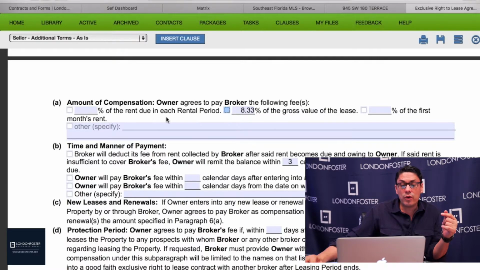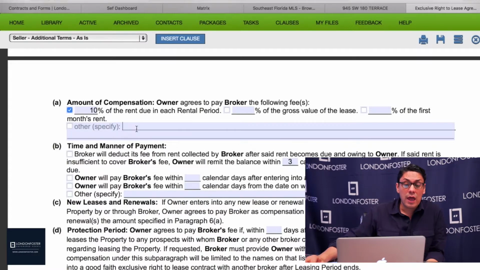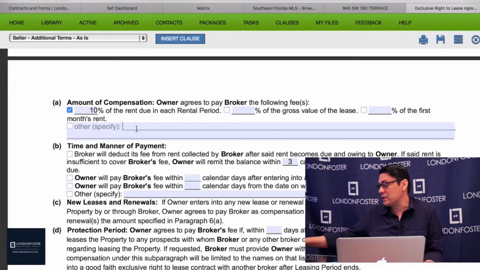On some short-term rentals, they pay a higher percentage, sometimes up to 25%, sometimes 20%. Very commonly, it is 10% of the rent. So when it's a short-term rental and they're paying 10% of the rent, let's say, for instance, someone is renting a property for $2,300.